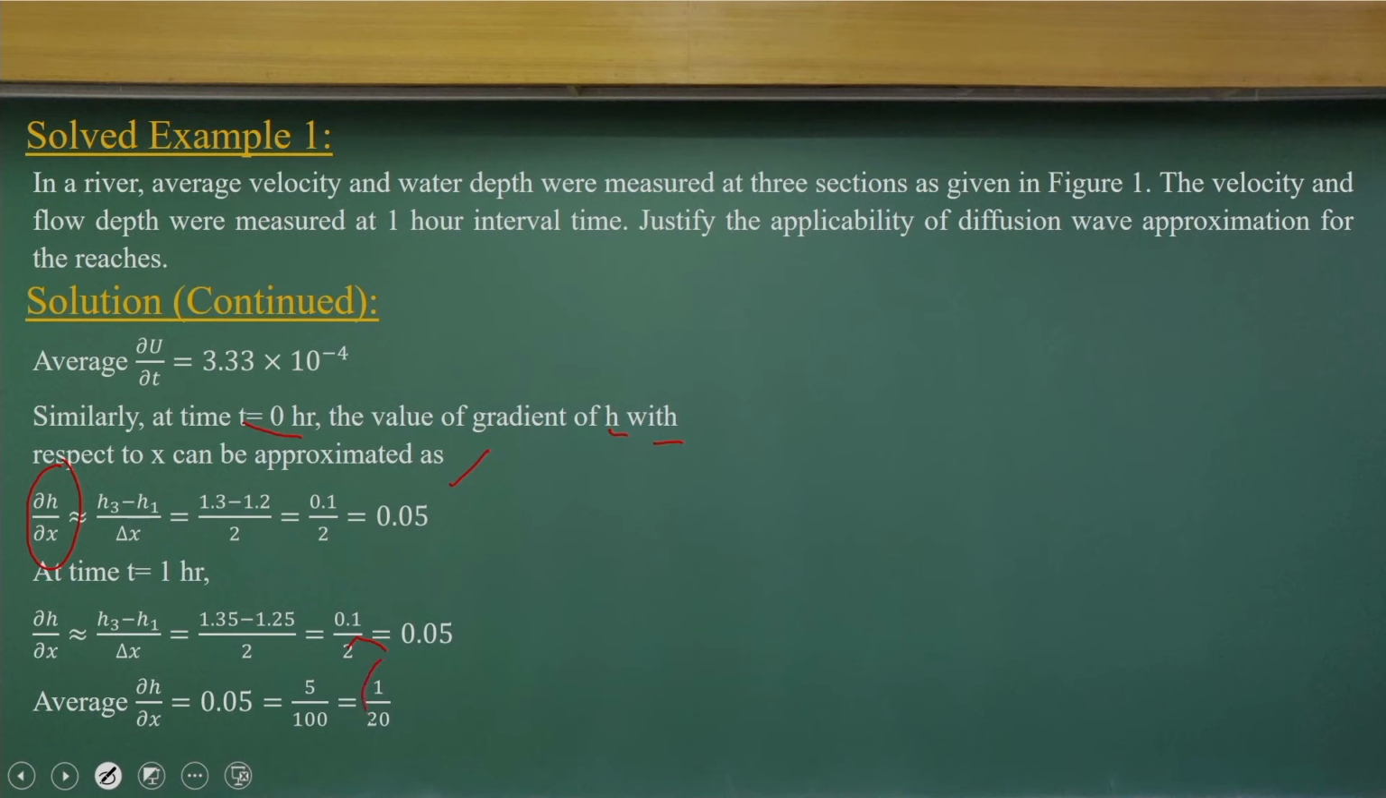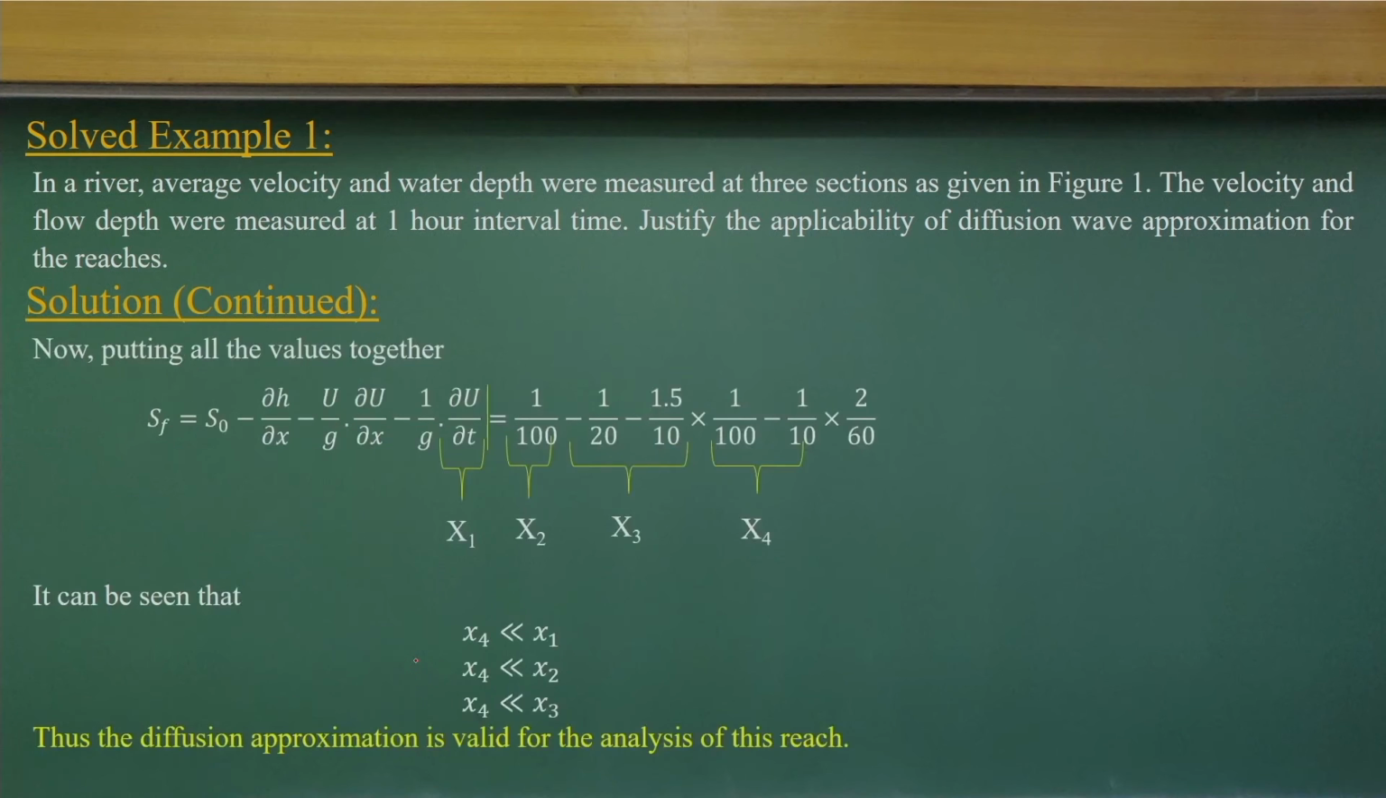We have got the gradient like 1 by 20. So if you look at it this way, for each point we just substitute the value. Each part we just substitute in terms of the bed slope and all these terms.